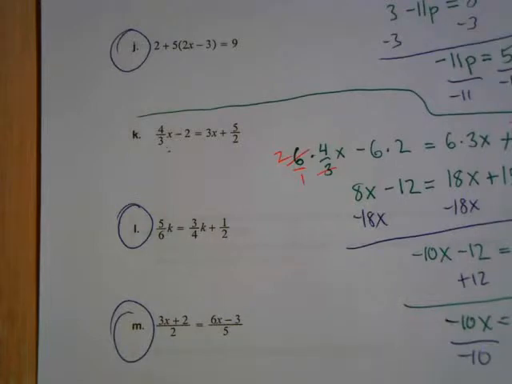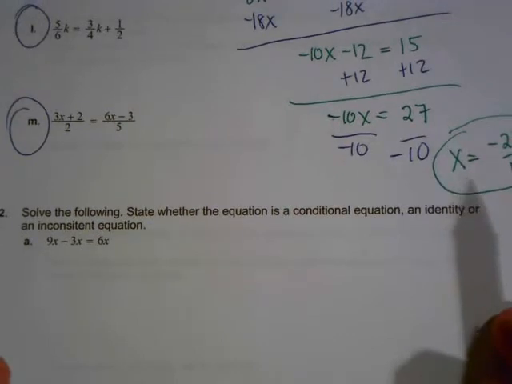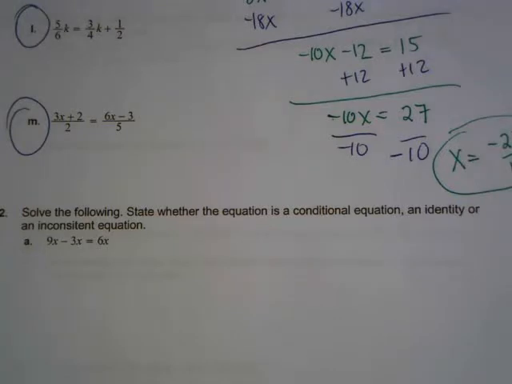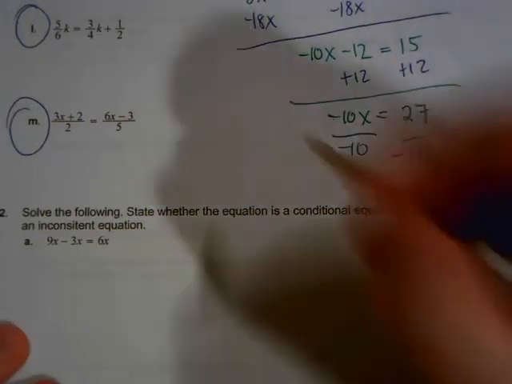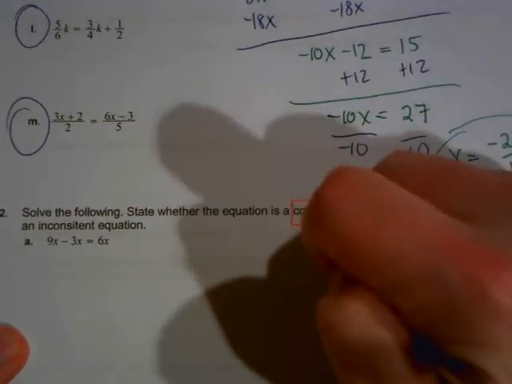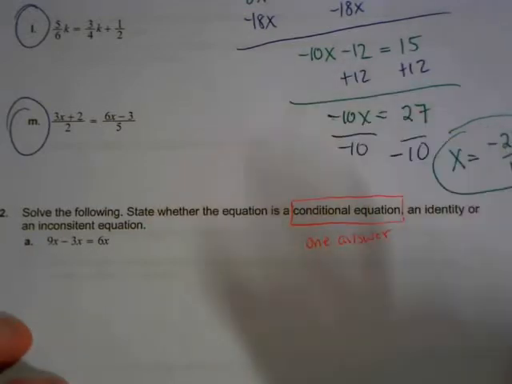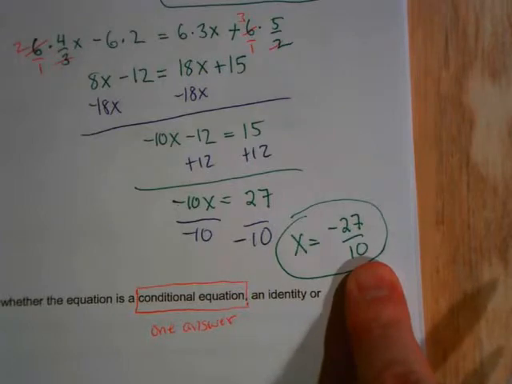Okay, here's the other thing in this section that's new. Solve the following. State whether the equation is a conditional equation, an identity, or inconsistent. All of these equations we've solved so far have been conditional. What conditional means is you get one answer. For example, equation K is true only under the condition that x is negative 27 over 10. And that's why it's called conditional.